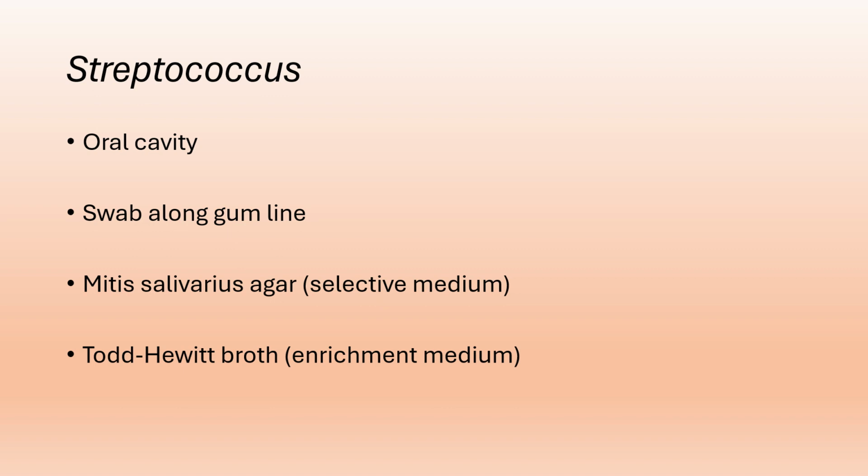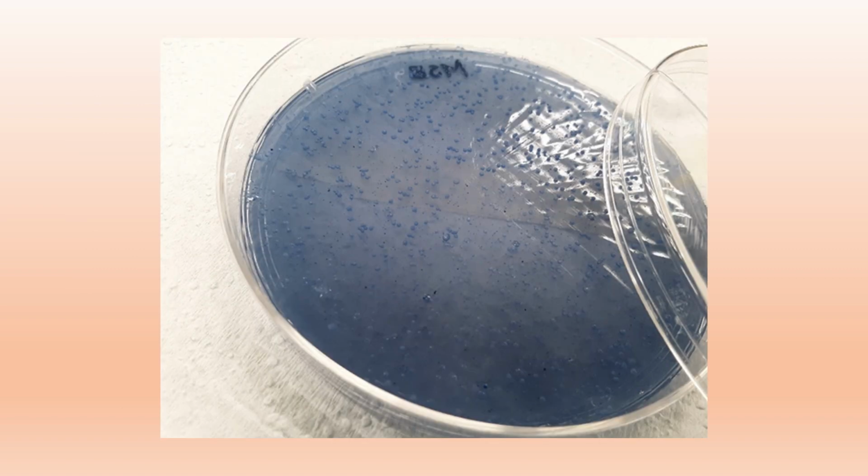The Mitis Salivarius agar is a selective medium. And so what we find is it's selected for the Streptococcus, and the Streptococcus will appear as little blue colonies on it. This media is blue to begin with. You often see clearing around it, and then you do see the colonies with that blue pigmentation in them. That is indicative of Streptococcus.